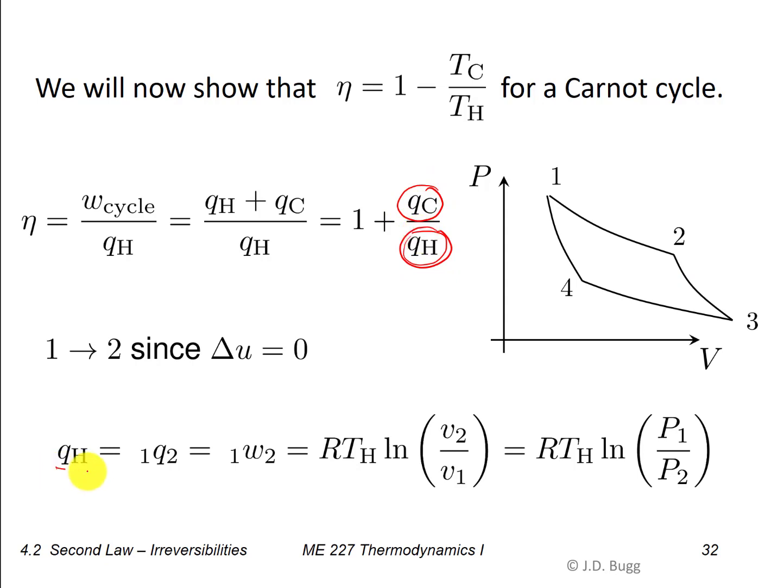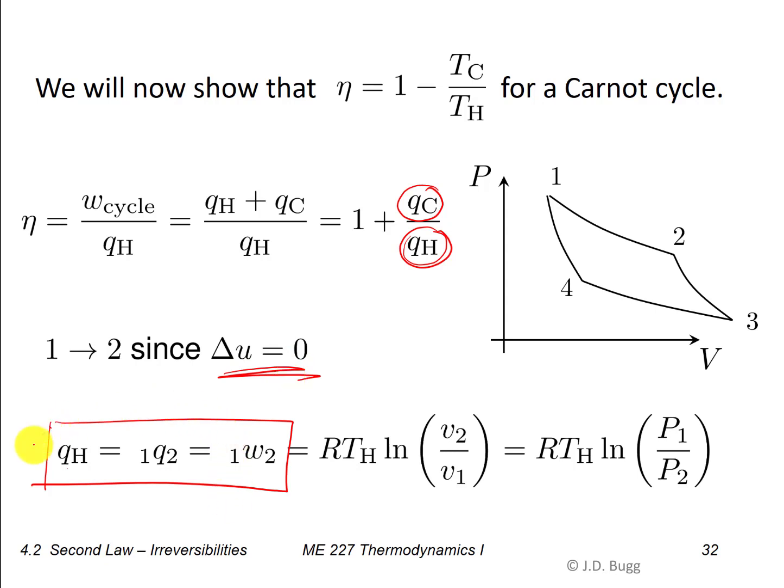So we're after QH. First of all, we know that the heat transfer with the high temperature reservoir all happens during the process from 1 to 2. So that's what the first part of this is doing. QH is equal to Q from 1 to 2. So that's our QH. The next thing we realize is that that Q is equal to the work transfer because delta U is 0.